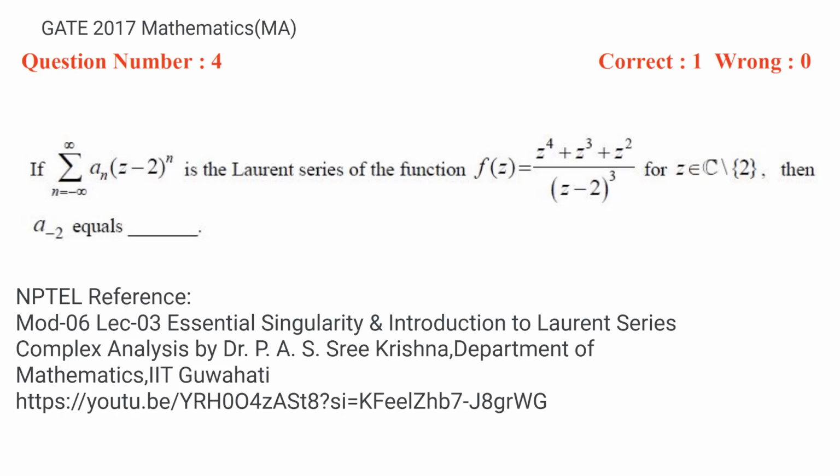So it is asked that the coefficient of the term (z minus 2) to the power of minus 2 in the Laurent series expansion of this function. That is nothing but the term a_{-2}.